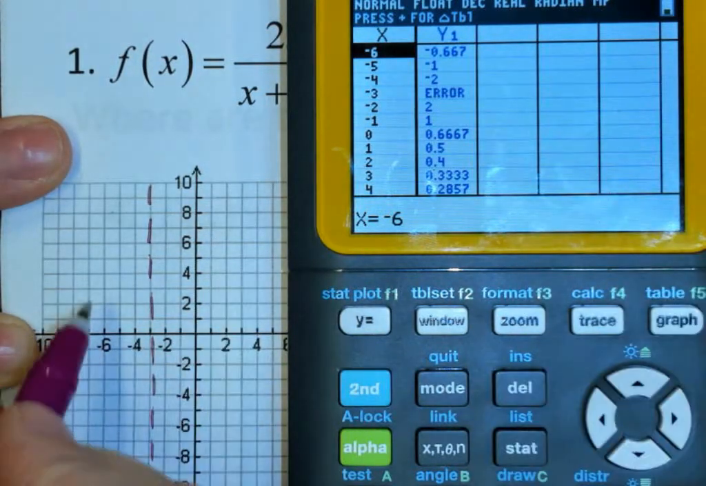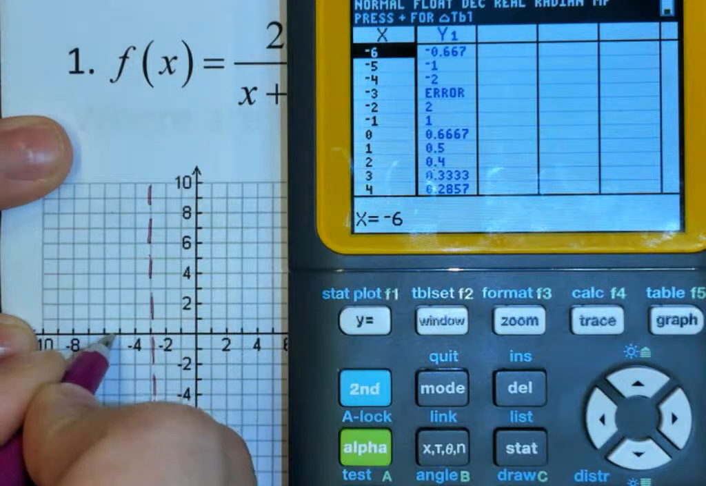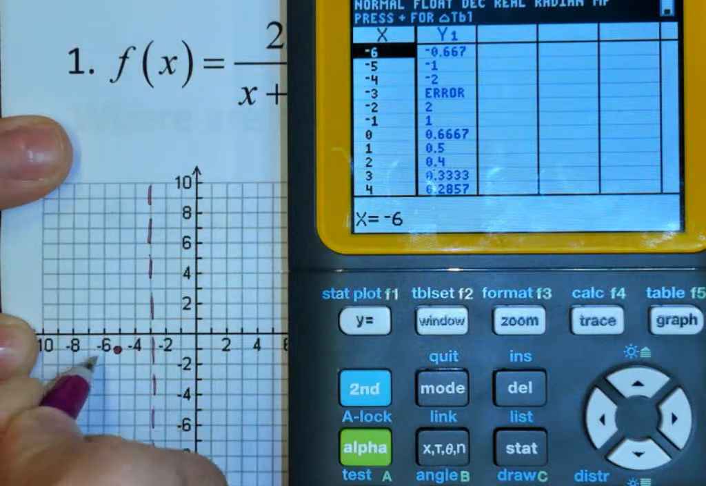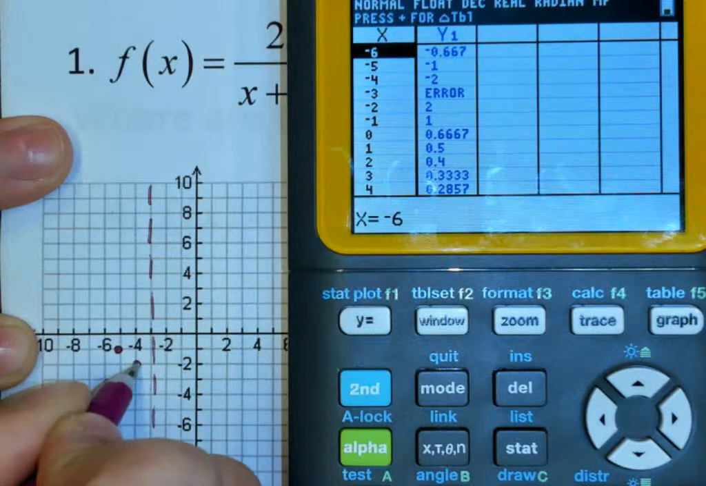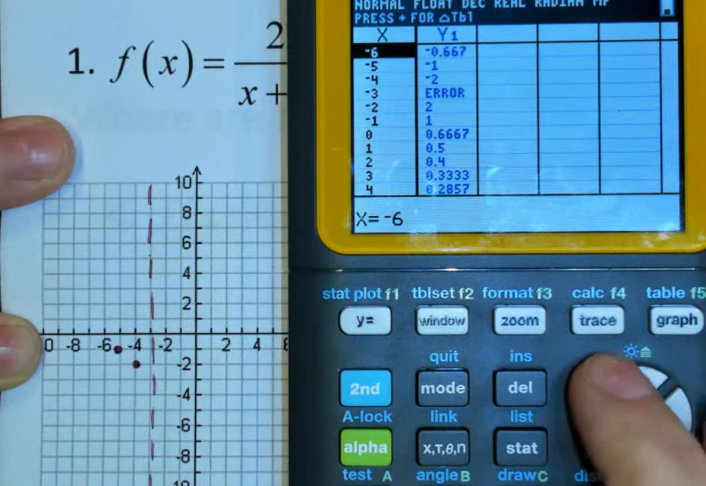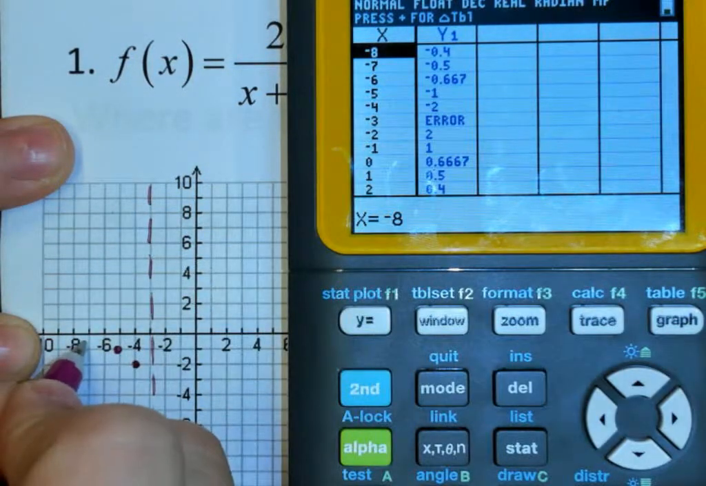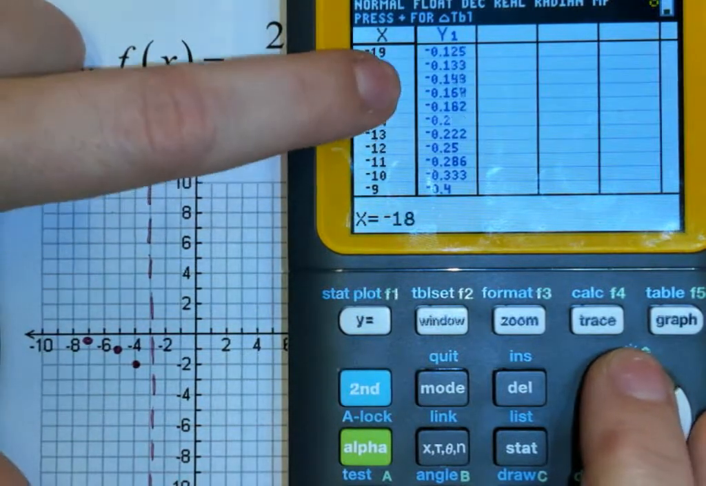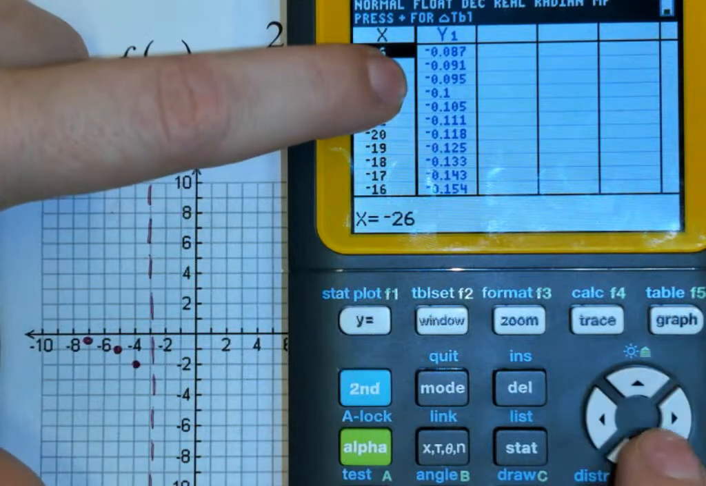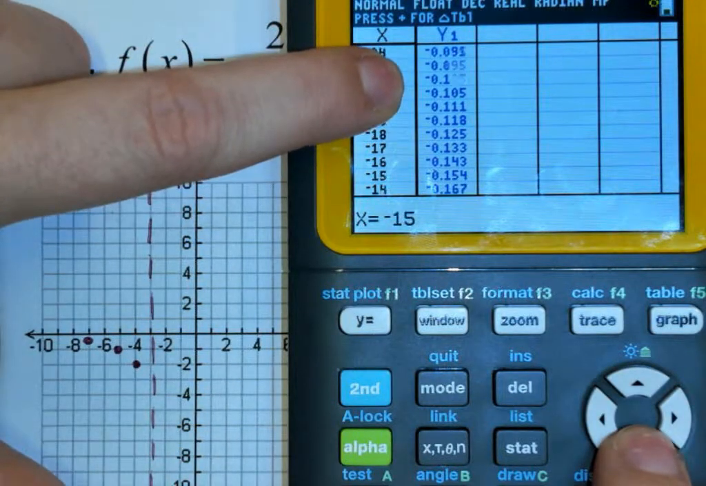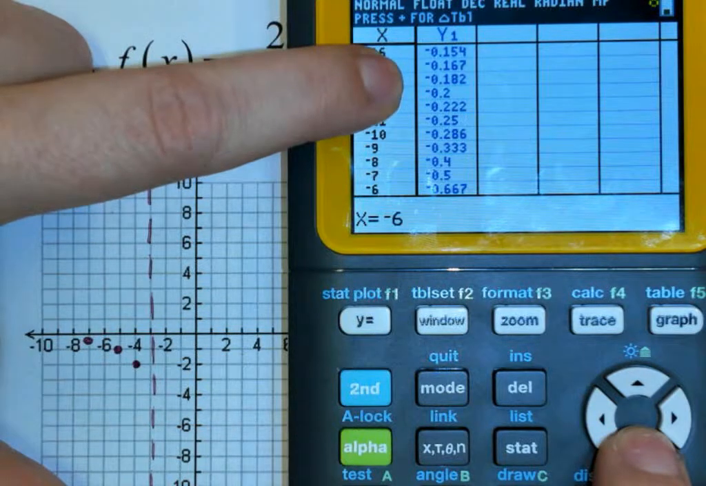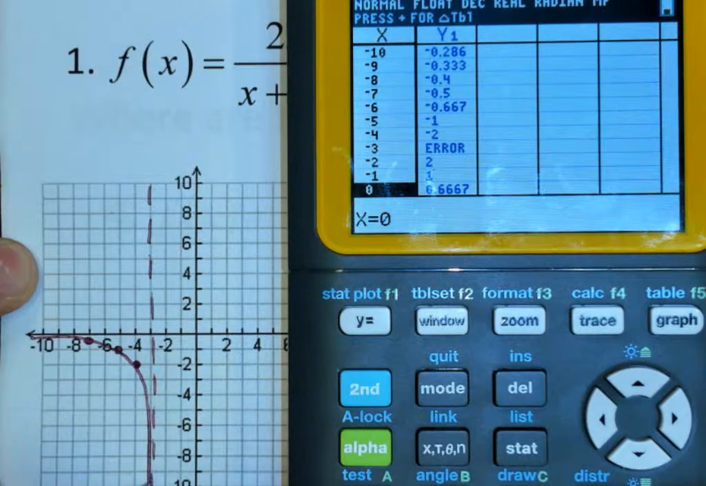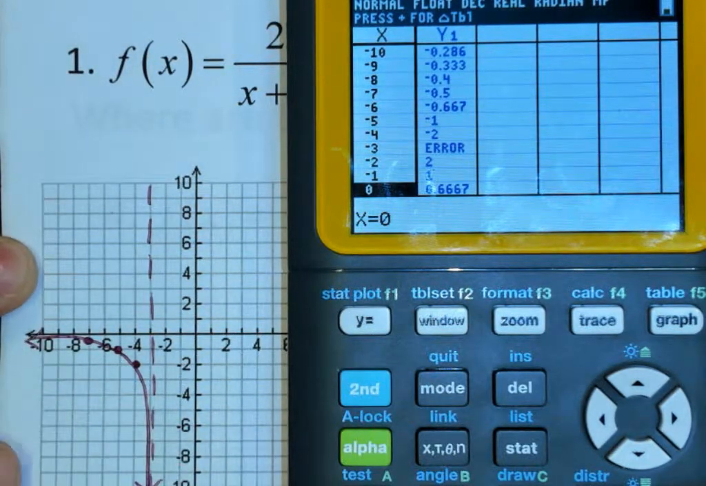So I see here at -5, it is at -1. At -4, it's at -2. Then I hit the error. And actually, let's do this. Up here's another nice one. At -7, it's at -1/2. If I keep looking at that, these numbers are getting smaller and smaller, closer and closer to 0, but not quite reaching 0 yet. So what that means is I actually have another asymptote. It's just a horizontal asymptote. So there's that side of the graph.